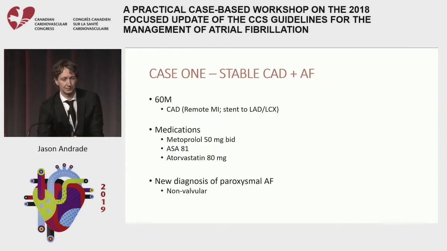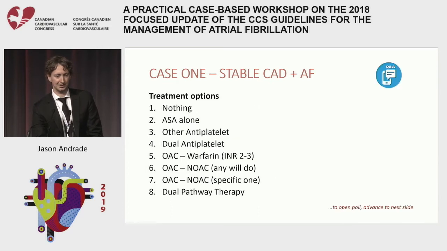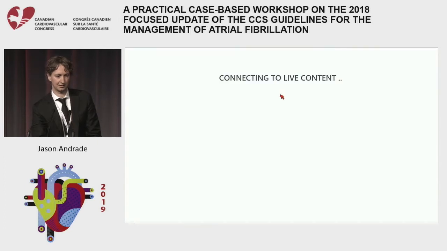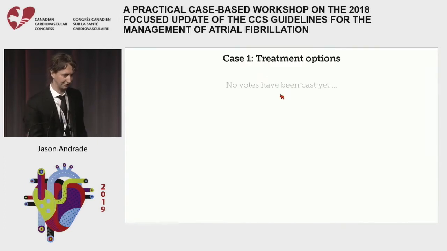The cases I'm going to go through are essentially going to cover each of those presentations, and they highlight a point for each of them. So the first case we're looking at has to do with stable coronary disease in AF. This is a younger man, has had an MI in the past, has had a previous stent, is taking medications for the coronary disease, and now has non-valvular paroxysmal atrial fibrillation. So these are your options, and there will be a poll on the next slide about what you think is the reasonable antithrombotic therapy to provide, and the options include nothing.